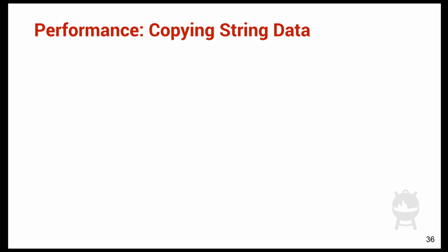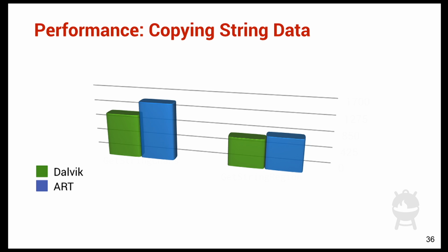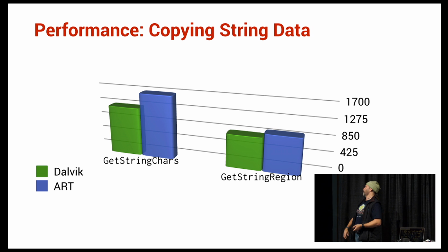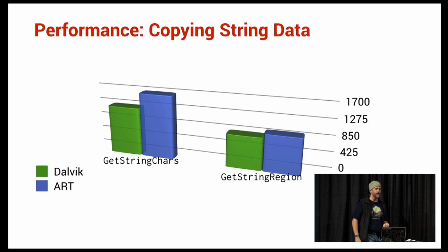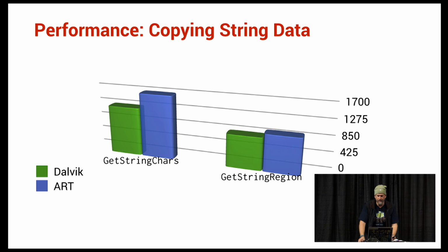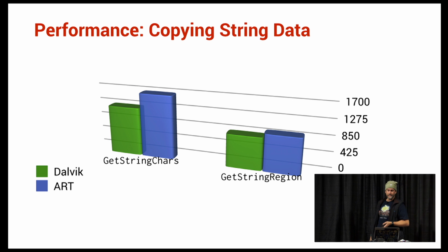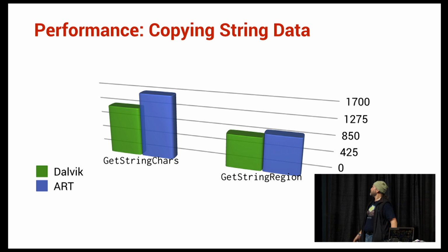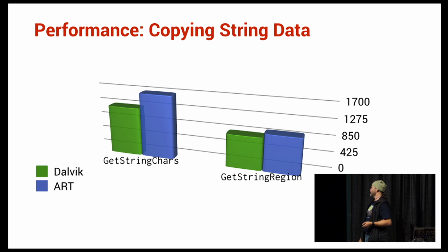All right, so what does this really look like after all of this? Well, it's kind of as you'd expect. GetStringRegion is way faster. You're avoiding doing an extra allocation. And so that's going to, in general, be good. And you can also see in ART, this is actually a lot slower than in Dalvik.